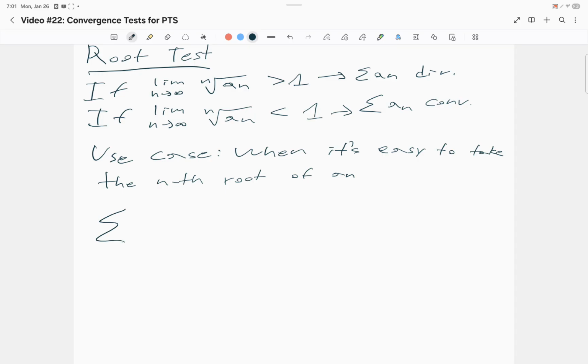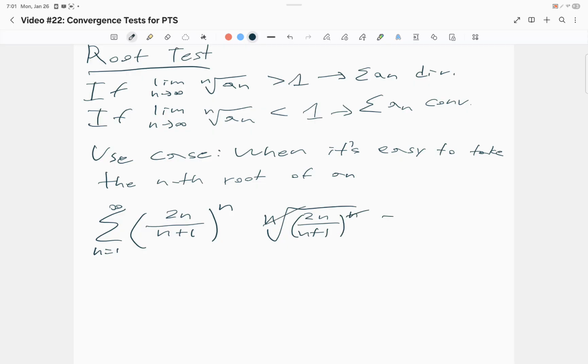A good example of that would be, let's say, (2n over n plus 1) to the power of n. This one's really easy because if I take the nth root of a of n, it's just going to be 2n over n plus 1.